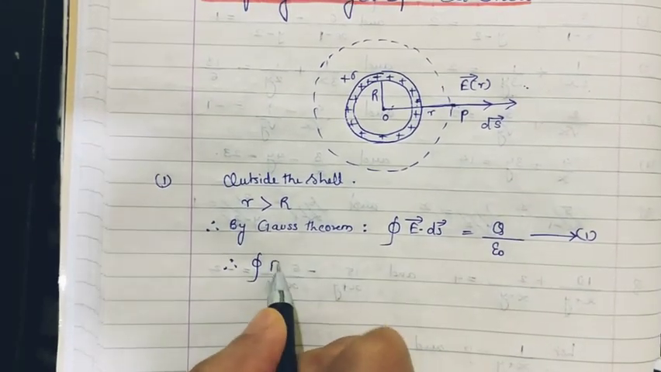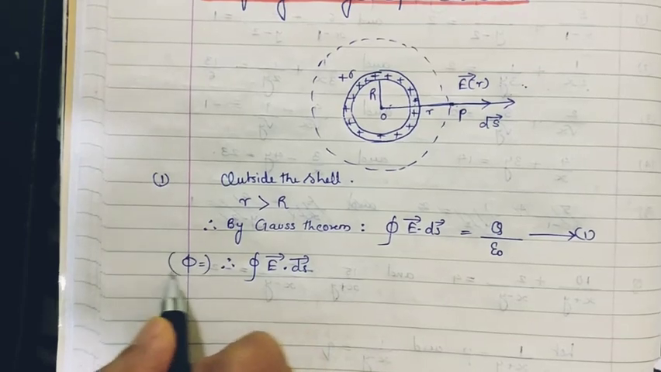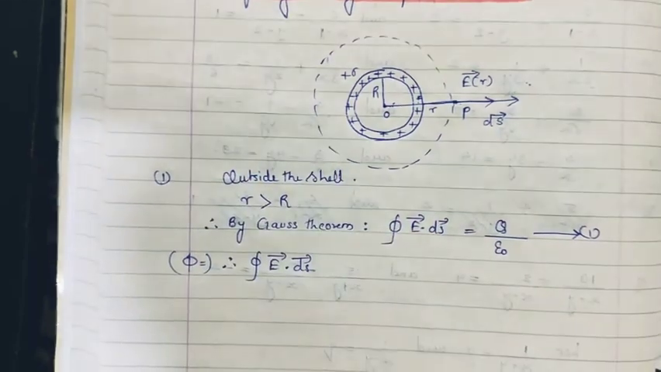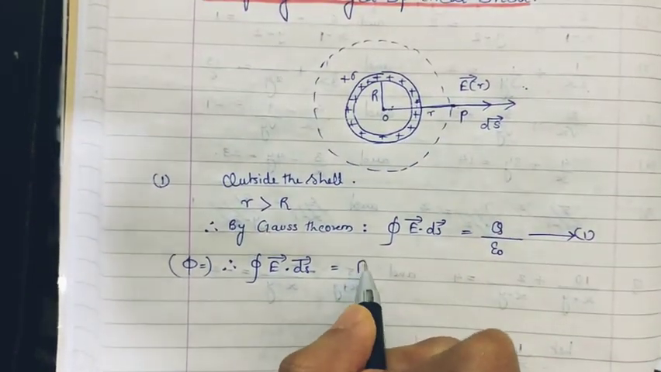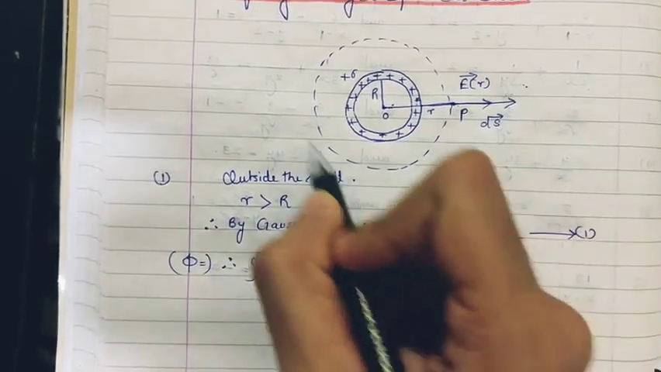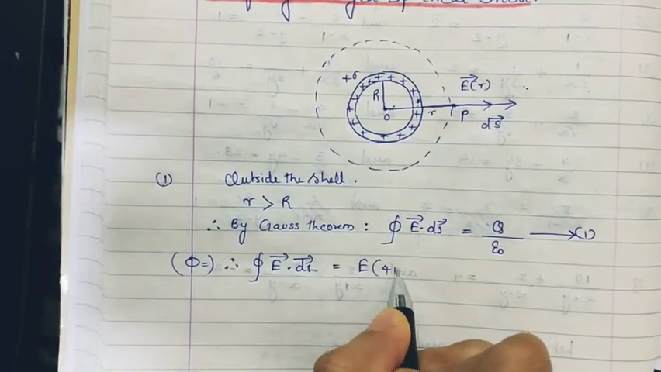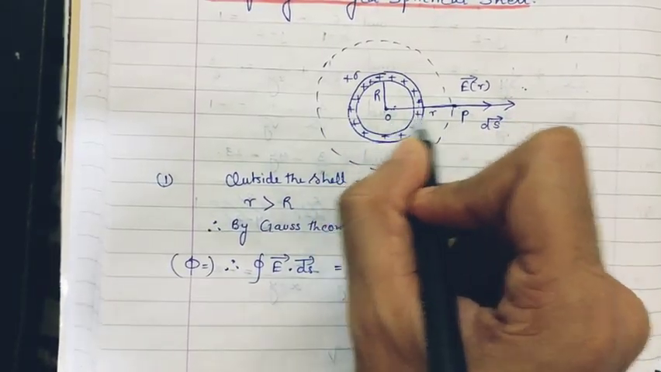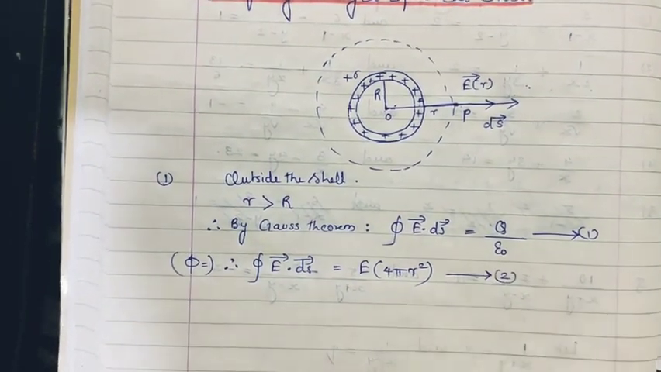So the flux, that is E dot ds, correct? This is nothing but a flux. I'm just putting it over here for understanding. This is nothing but the total flux coming out of this Gaussian surface. The electric field we have taken as E, so let's put it as E only. And the area of the spherical surface, that is the Gaussian spherical surface, will be what? 4 pi small r square, correct? The radius of this Gaussian surface is small r, so it is going to be small r square. So let us call this equation 2 over here.